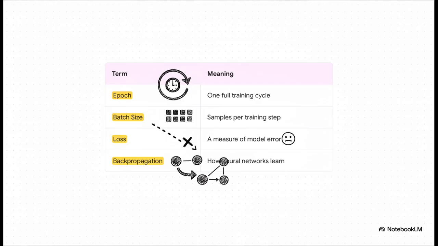Now, loss is a super important one. It's just a number that tells you how wrong the model is. The lower, the better. And backpropagation, that's the magic process where the network uses that loss score to go back and tweak its own wiring to get better for the next try.